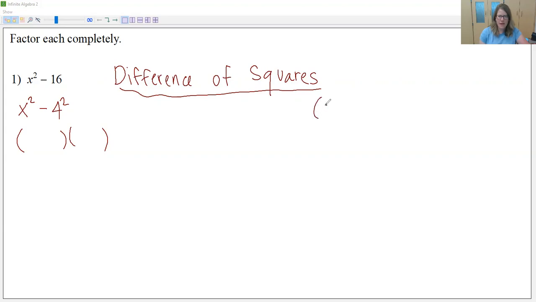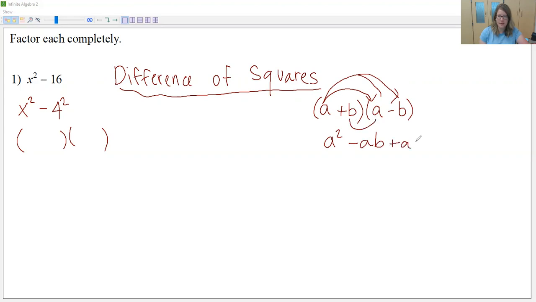If I have a plus b times a minus b, this would be something in factored form. Let's go ahead and multiply this together just to see the pattern that happens here. When I multiply a times a, I get a squared. When I multiply a times negative b, I get negative ab. Then b times a is plus ab. And then positive b times negative b is negative b squared.